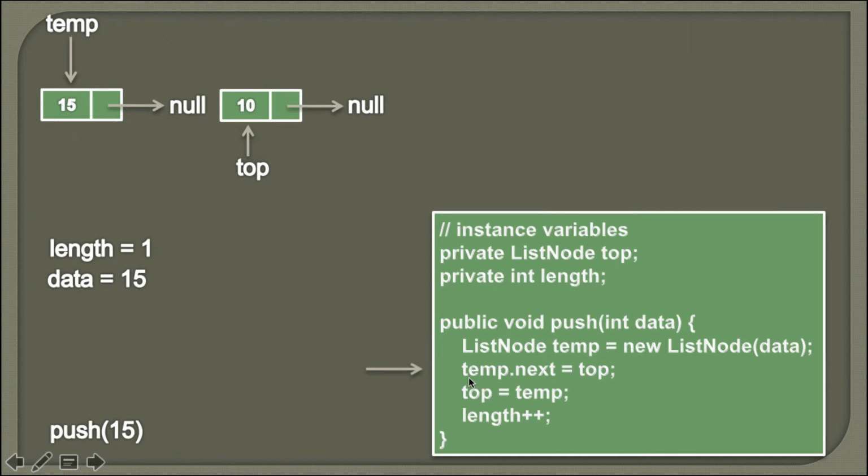So friends, the next step is we'll assign the value of top to temp.next. Currently temp.next is pointing to null. In order to insert this node into the stack, we are assigning the value of top to temp.next. So we are doing something like this: we are removing this link and we are pointing it to top. So in this step we are assigning the value of top to temp.next. Now temp.next is pointing to top. Moving ahead.